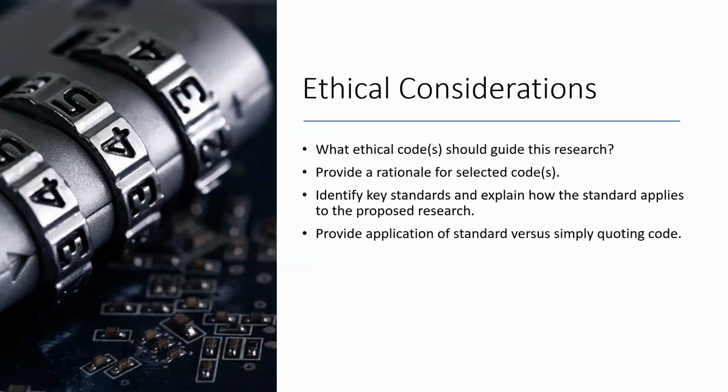Finally, we'll have ethical considerations. For the ethical considerations, you need to specify what ethical code or codes will be used to guide the research. What's the rationale for selecting that code or codes? What key standards apply? And then you're going to apply them and not just quote them. It's not enough to quote. In fact, it's discouraged to quote. You should think about in your own words why this standard is important, and then cite the standard, not quote it. And then we will have references, and references should be in APA format.